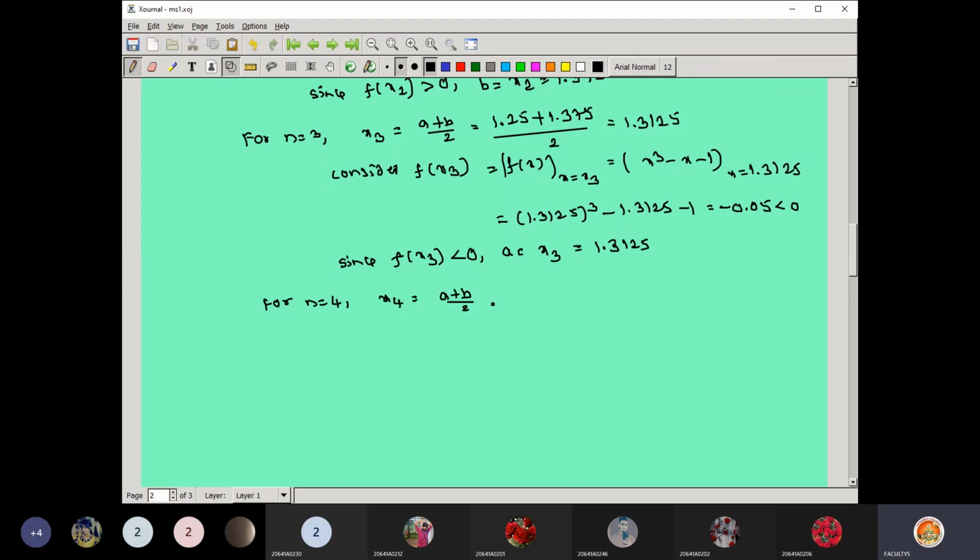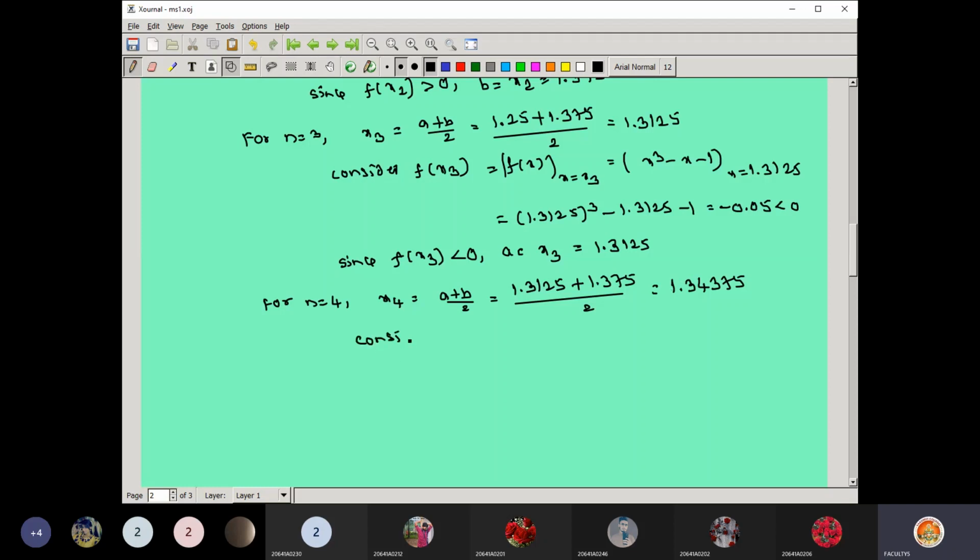Formula is a plus b divided by 2. So it's your previous a value, the fresh value 1.3125, plus b value 1.375, divided by 2. So as per your calculations, 1.3125 plus 1.375, divided by 2. So the answer is 1.34375. And this value again you are substituting in your function.